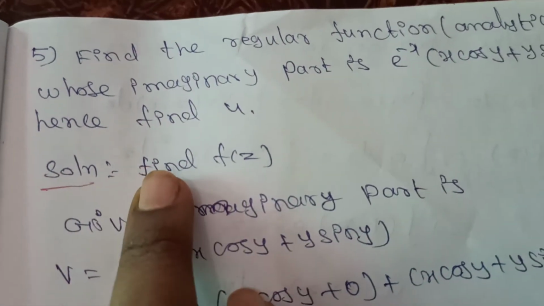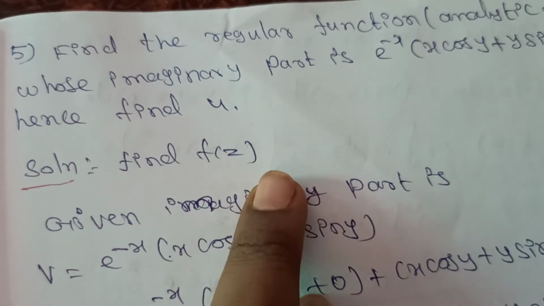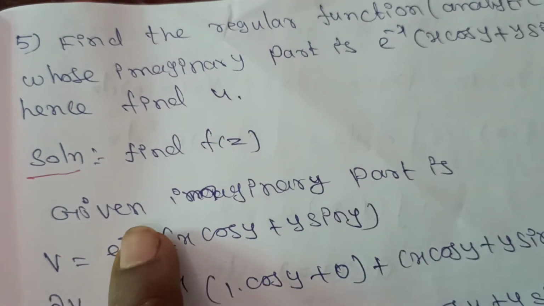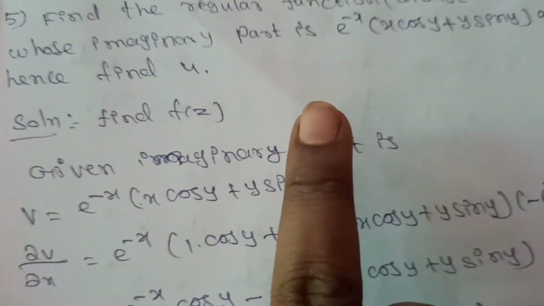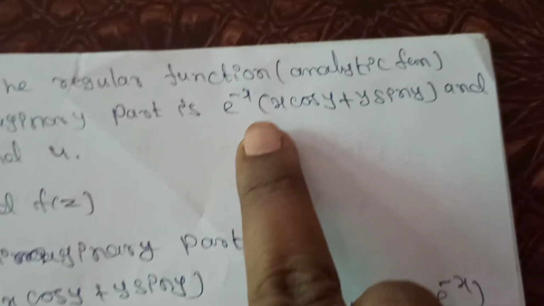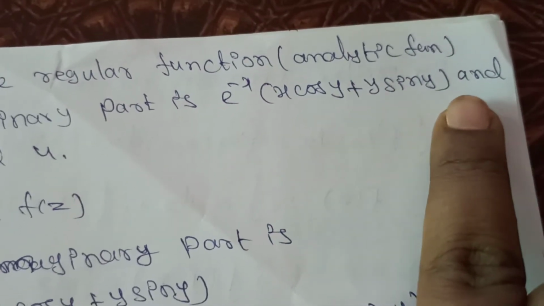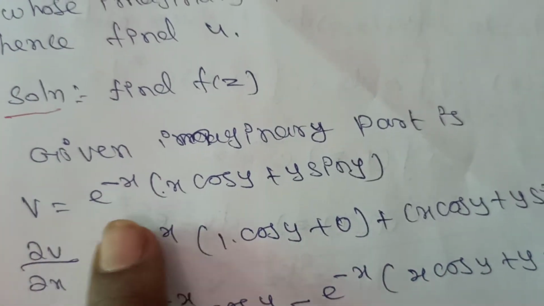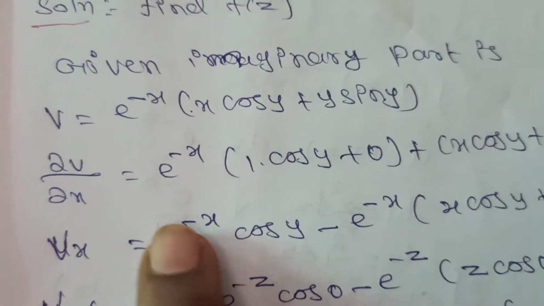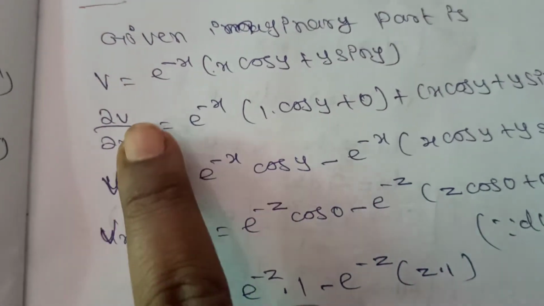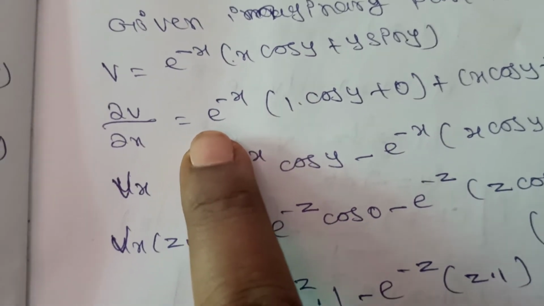Now going to the solution. First find the analytic function, that means to find f of z. Given the imaginary part v, which is equal to e power of minus x into (x cos y plus y sin y). Take this v value. First find dou v by dou x, that means partial differentiation with respect to x.